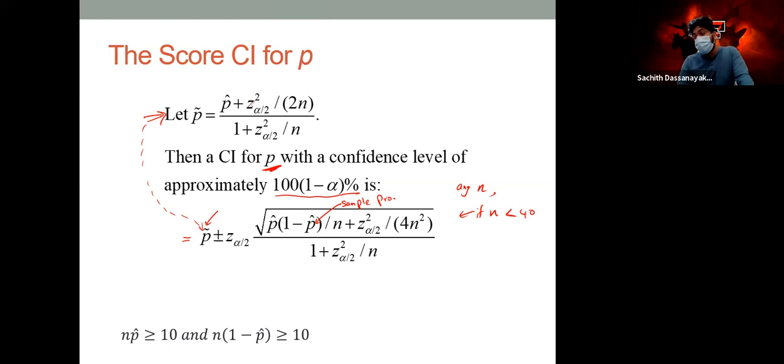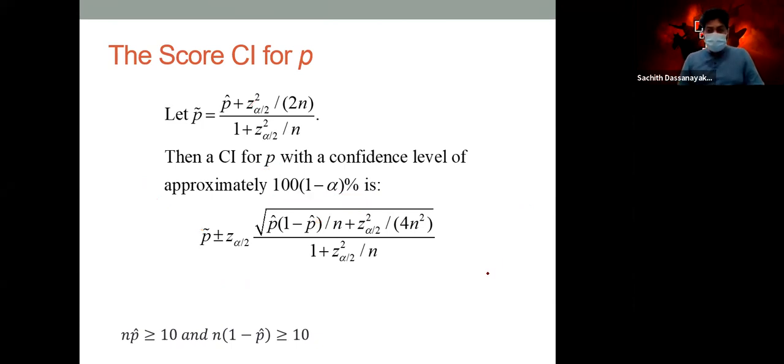What happens if n is greater than 40? So that we don't need to worry about this huge equation, we can simplify it a little bit. What we can do is, let me erase this. If we have a large enough sample, which means greater than 40, what we can do is simply increase this n, right? So what happens if we increase this n?